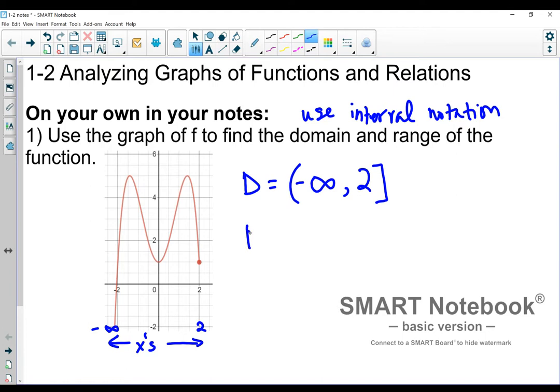Then I want to look at my range. So my range is my y's. That's my up and down. And I see as I go down on my graph, it goes down forever. So that's going to be negative infinity. But as I go up, my graph tops out right here, and that's at 5 on my y-axis. So my y's go from negative infinity to 5. Again, we'll have a soft parenthesis at negative infinity and hard at 5 because we can actually equal 5. That's our max. Again, domain is my x's and range is my y's.